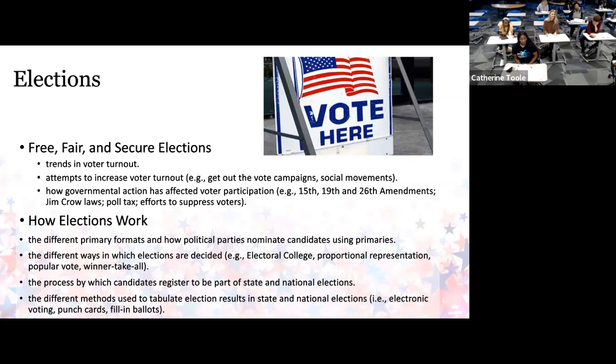And Tallahassee has never been busier in my life. I've lived here my whole life. We had CNN helicopters over the state capitol. It was a crazy time.